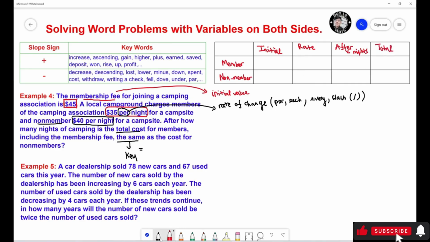Now, look at the member: the initial fee for the member should be $45. For non-member it should be 0, right? Because a non-member pays nothing. Now the rate for member should be $35 per night, right? $35 per night. For non-member it should be $40 per night.